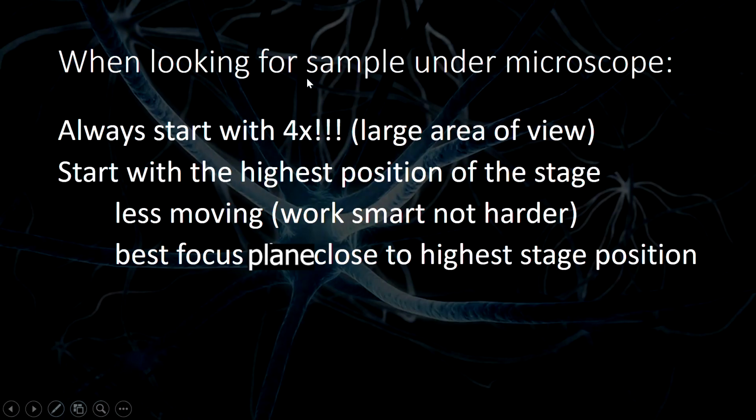When you're looking for samples under a microscope, you always want to start with the 4x objective lens, because it gives you a larger area of view. You can find things a little bit easier. And you always want to start with the highest position of the stage. Why is that? Because that's less moving, because the best focus plane is close to the highest stage position. First of all, you only need to move in one direction, which is lowering the stage down, right? And second, you don't have to move that much. So work smarter, not harder. If you don't listen to me, when you're getting into a microscope, you are going to have a lot of stress. If you follow these 2 directions, you're going to feel pretty good.